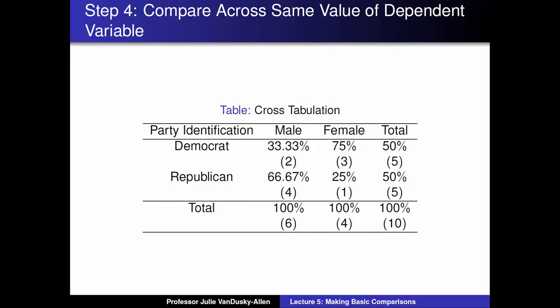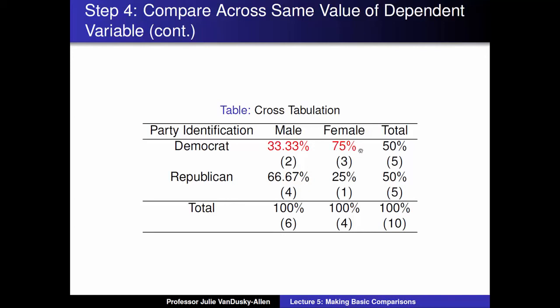In order to interpret the cross tabulation table, you must compare cases across the same value of the dependent variable. Many students forget how to do this, so it is really important that you remember this. Otherwise, you will not know how to interpret your cross tabulation. In this case, I would compare males and females in the Democrat row only.